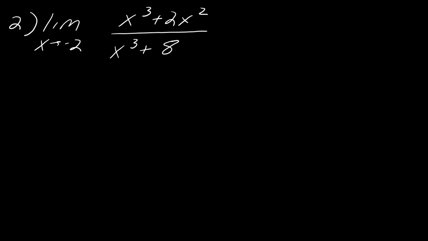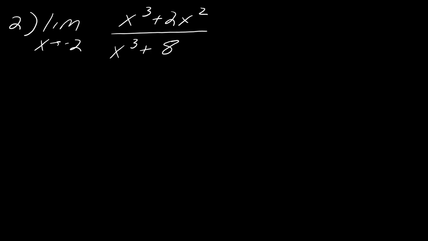For number 2, I've got the limit as x approaches negative 2 of x cubed plus 2x squared over x cubed plus 8. In this case, I notice that I can factor the top and the bottom, and I also notice that if I plug in negative 2 into this particular problem, I will get 0 over 0. So just a note, when you get 0 over 0, that's the indeterminate form. Anytime you get the indeterminate form, that is going to kick off that you need to try something else.